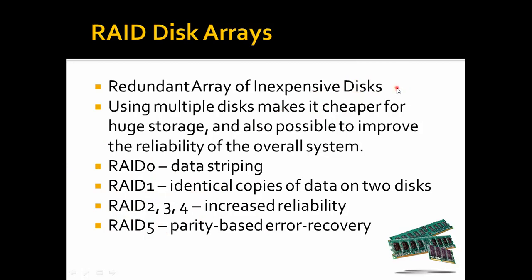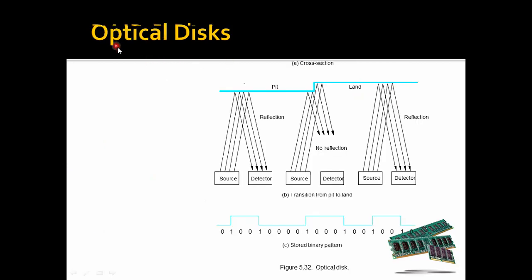Next one is the optical disk. In an optical disk, the stored binary pattern is like this: 0 1 0 0 1. In this way the binary pattern will be stored. Here there is a transition from pit to land. That means a source will be there, and the detector reads the data. This is the cross section of the internal arrangement of the optical disk.